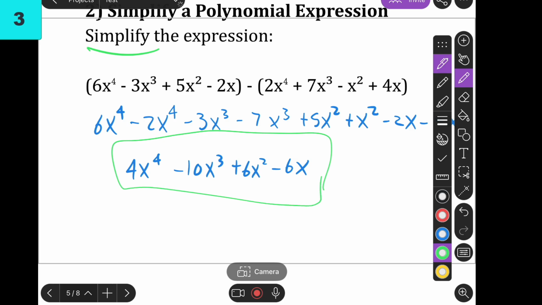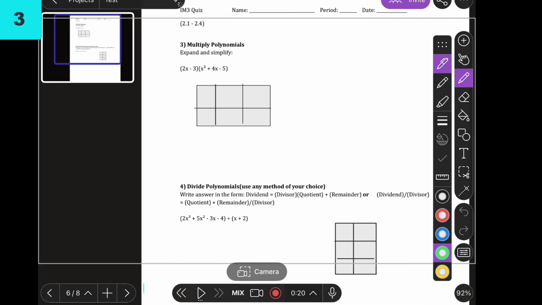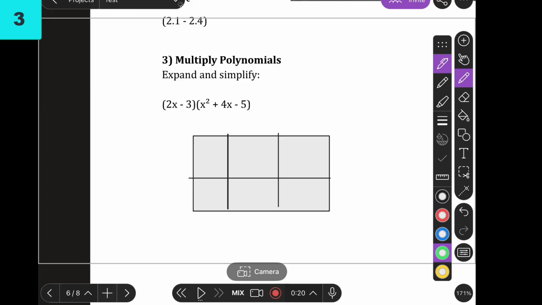Okay, next up we have box method. So they want us to multiply polynomials. So in class, we learned that we can use the box method when we're trying to multiply polynomials.